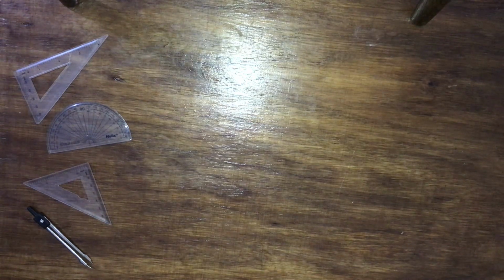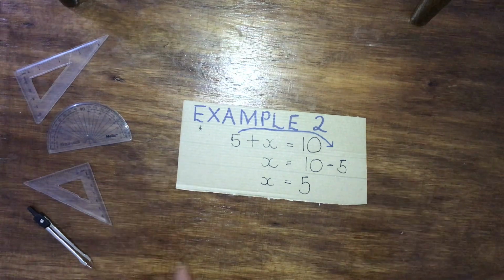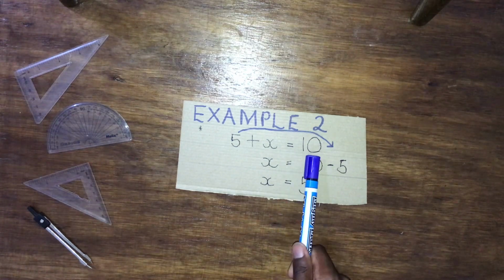Now, for a not so straightforward example, 5 plus x is equal to 10. x is equal to 10 minus 5, x is equal to 5. Let us see how this happened. As we can see in the first line here, 5 plus x is equal to 10.